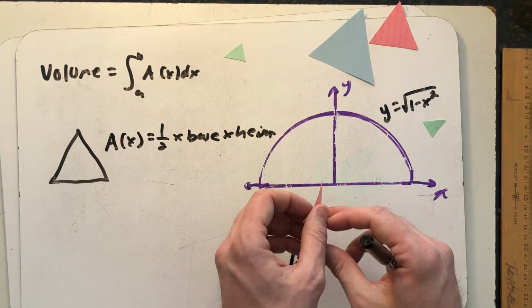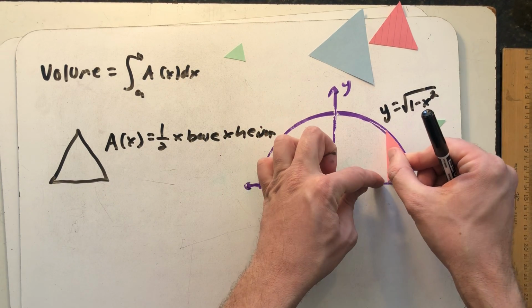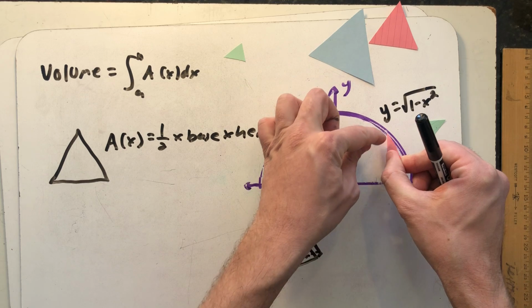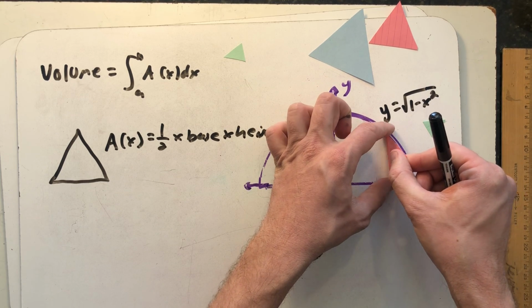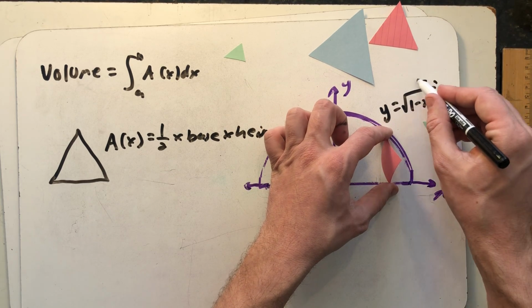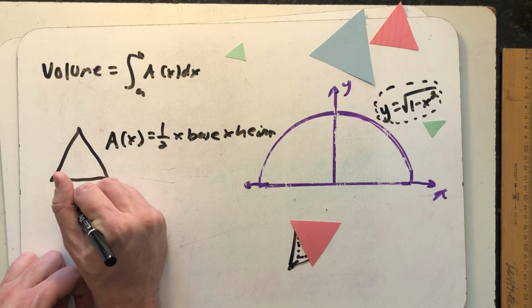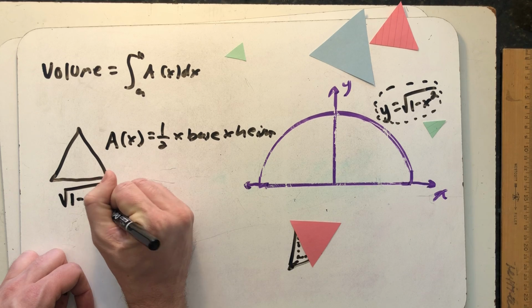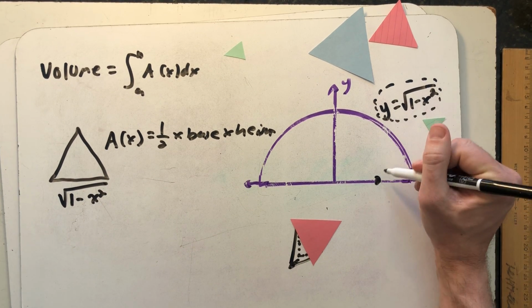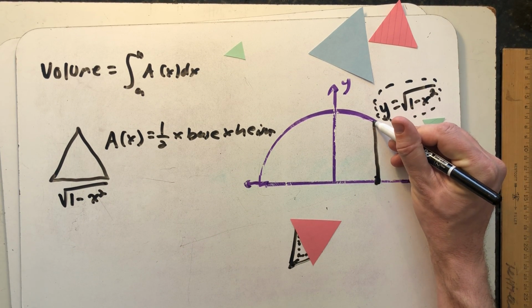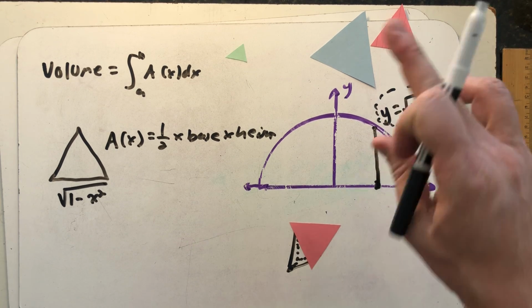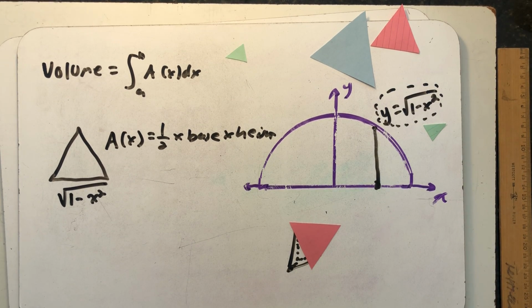Now, each one of my triangles runs from the x-axis to the semicircle. And so that length right there is literally the function value itself. So the base is the square root of 1 minus x squared. If you're at this x, that edge runs from the x-axis to the function, and so that y value gives me the length of the base.